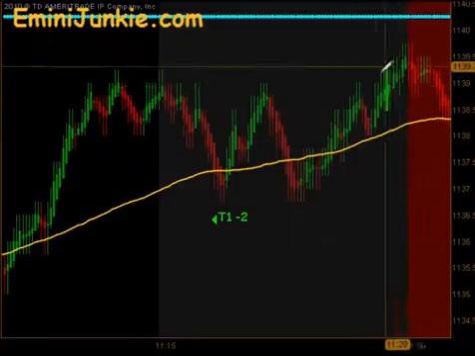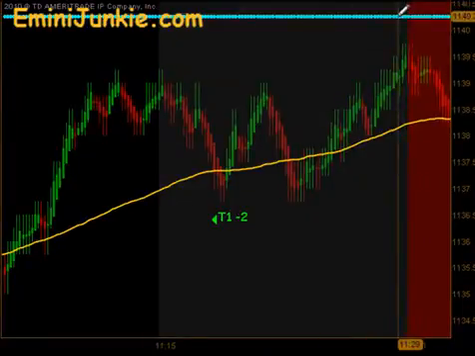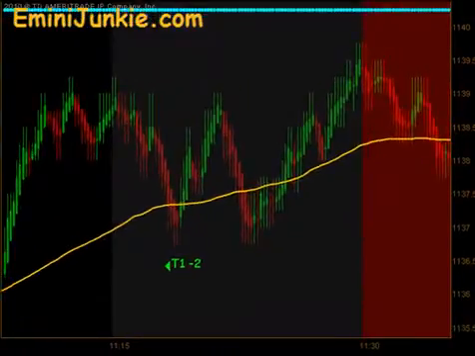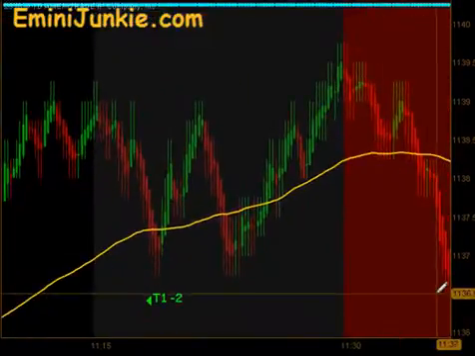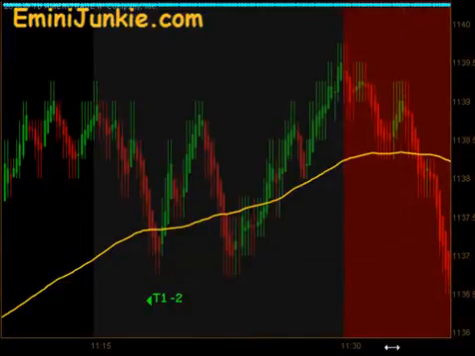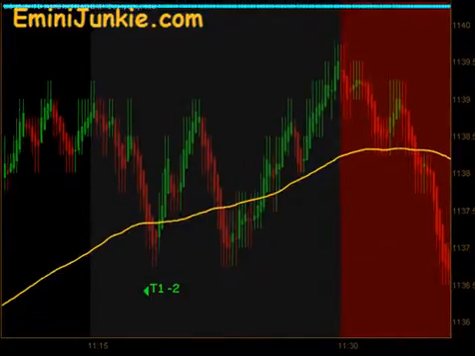We did make new highs, but our target was right up here at the previous day's high, and we didn't get up there. Ultimately got stopped out when the market came back down through here. And no more signals in the morning session there.